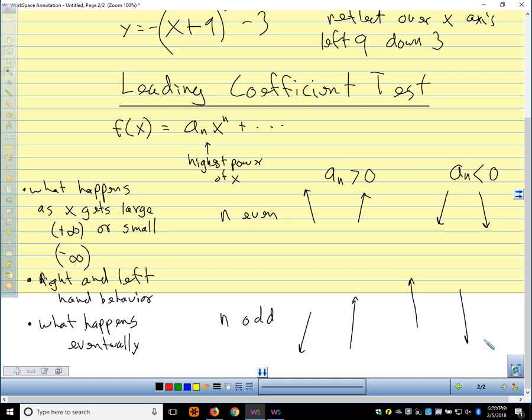So when the question asks you about the right and left-hand behavior, or what happens when x gets really large or really small, you look at the leading coefficient, the highest power of x, and you draw these little arrows. You don't have to do anything else. So your problems 29 through 36 odd in the homework, they all have to do with this. You're just drawing little arrows.